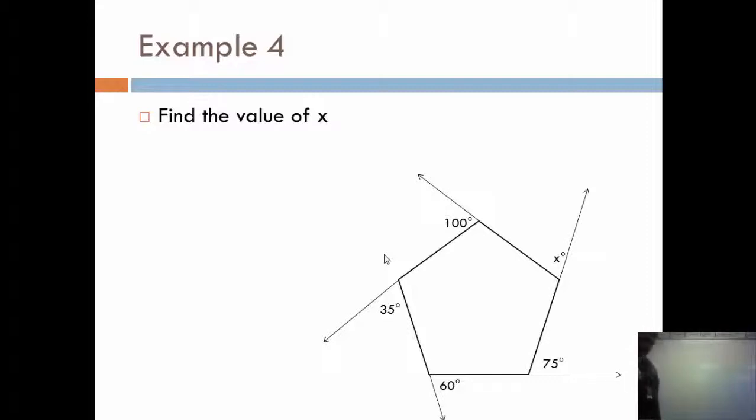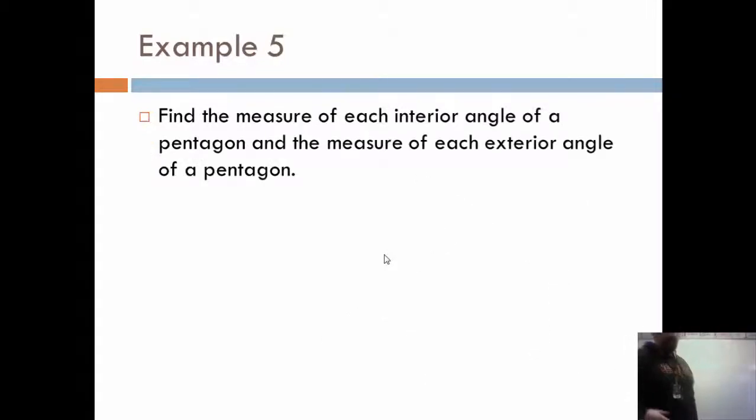But there's one last type of question I'm going to throw at you, so let's go over an example of it. We're going to deal with a pentagon again. I know we've dealt with it a few times here, so you're probably almost going to get sick and tired of hearing about it. But find the measure of each interior angle of a pentagon and the measure of each exterior angle of a pentagon. Oh, wait. Didn't I do this before? The sum of the interior angles of a pentagon is 540, and the sum of the exterior angles is 360. Am I done? Well, unfortunately, no.